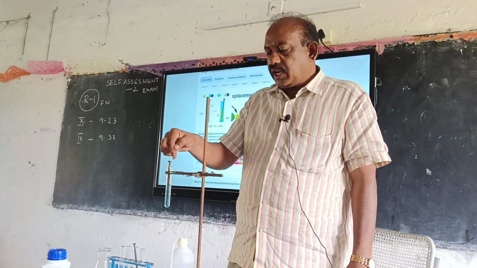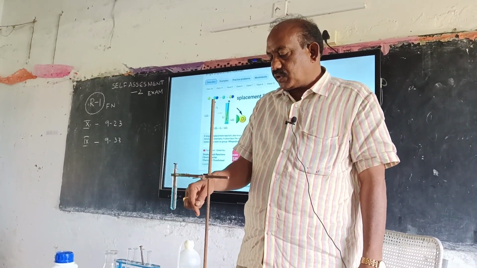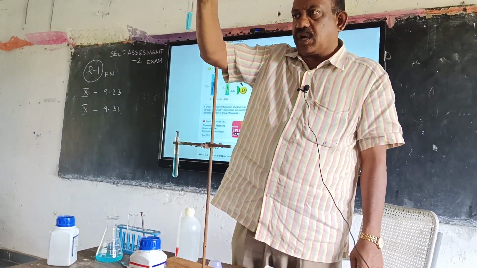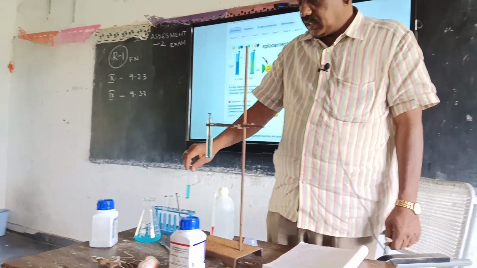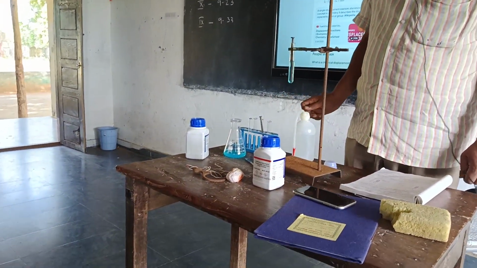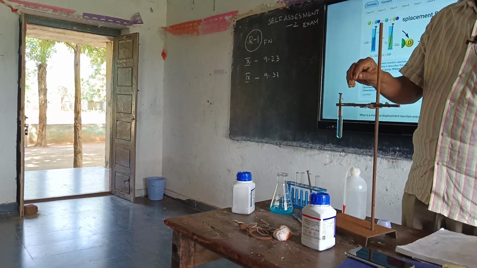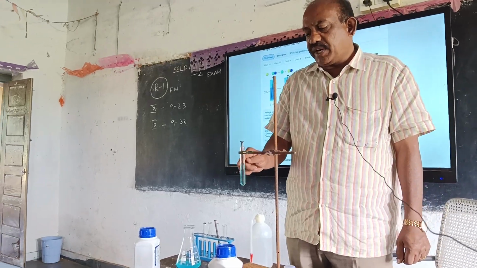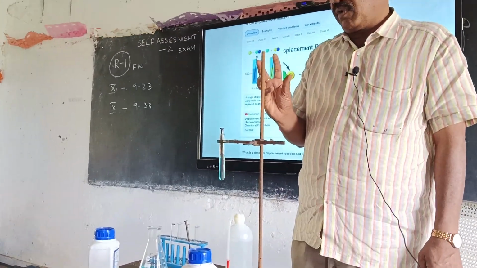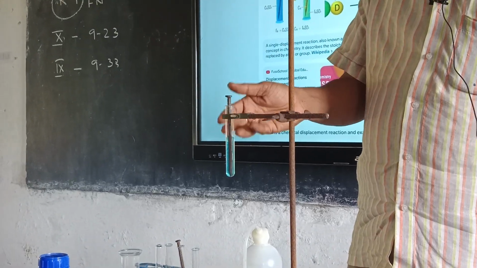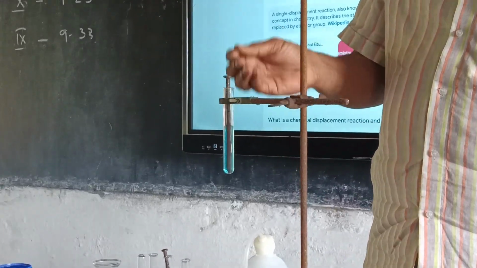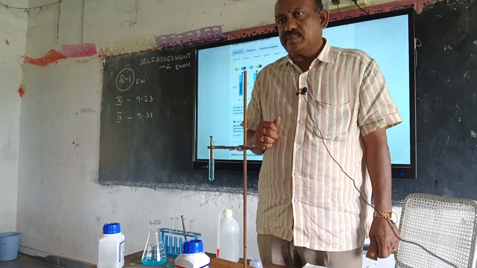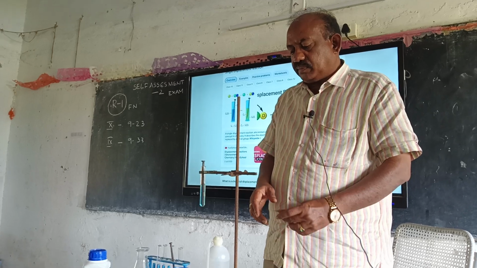Here the iron nail is dipped in this copper sulfate solution. Here only the copper sulfate solution is kept in the stand. After a few minutes, if you observe the reaction between the copper sulfate and iron nail, what may happen? Observe the color of the solution and also what type of layer is formed on the iron nail. Just wait for 10 minutes.